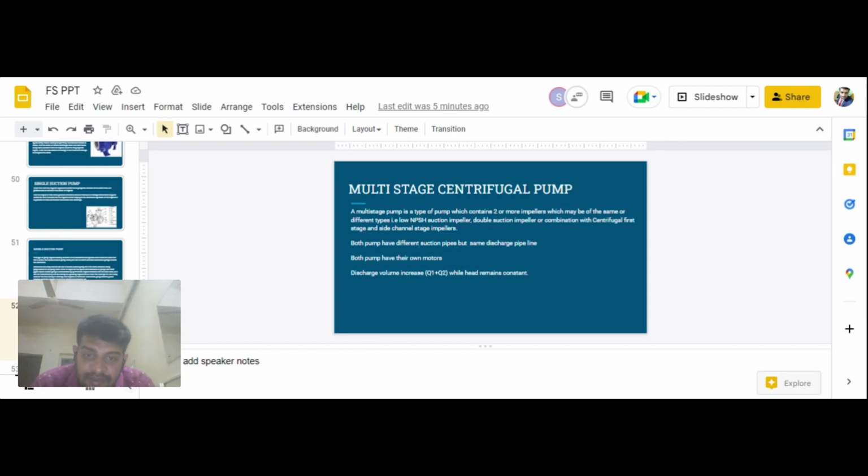Discharge volume increases to Q1 plus Q2 while head remains constant. If we require an increase in volume or discharge, then we add the two motors.